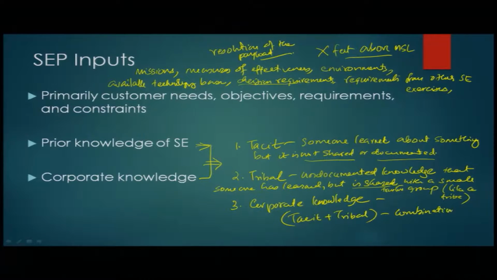And a systems engineer needs to be good at understanding or getting to this corporate knowledge. He should know about the tacit and tribal knowledge that is happening in the organization or across the area where the product or system is supposed to be developed, because once you have that, you can actually do quite a lot more things, and you can develop a product which would meet or exceed the customer requirements.